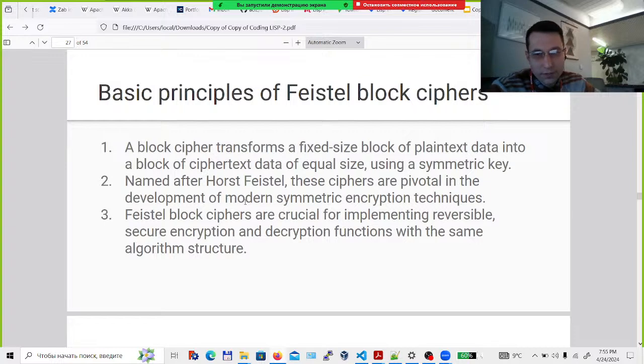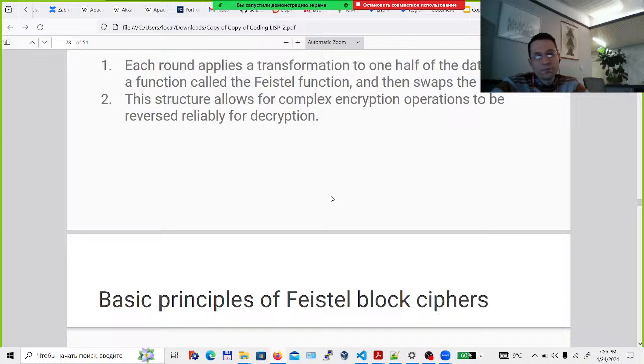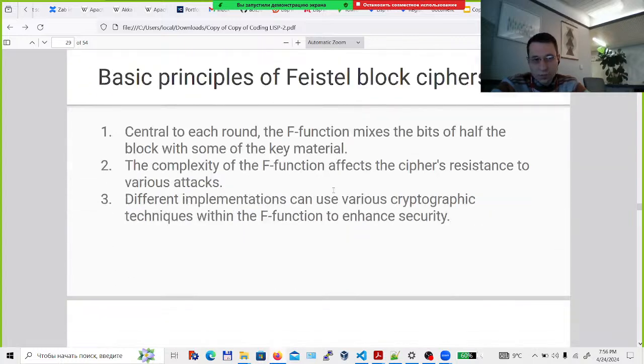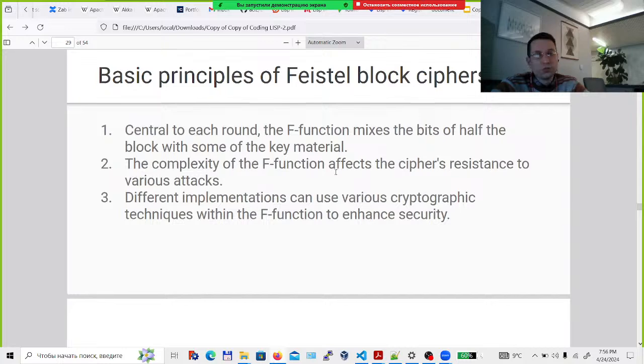A Feistel cipher turns a fixed size block of plain data into a block of cipher data of equal size using a symmetric key. It is named after Horst Feistel. Block ciphers are crucial, implementing the F function and then swapping the halves. This structure allows for complex encryption operations to be reversed reliably for decryption. So we have some kind of F function that mixes the bits of the halves of the block with some kind of key material. The complexity of the F function affects the cipher's resistance to various attacks. Different implementations can use various cryptographic techniques within the F function to enhance security.